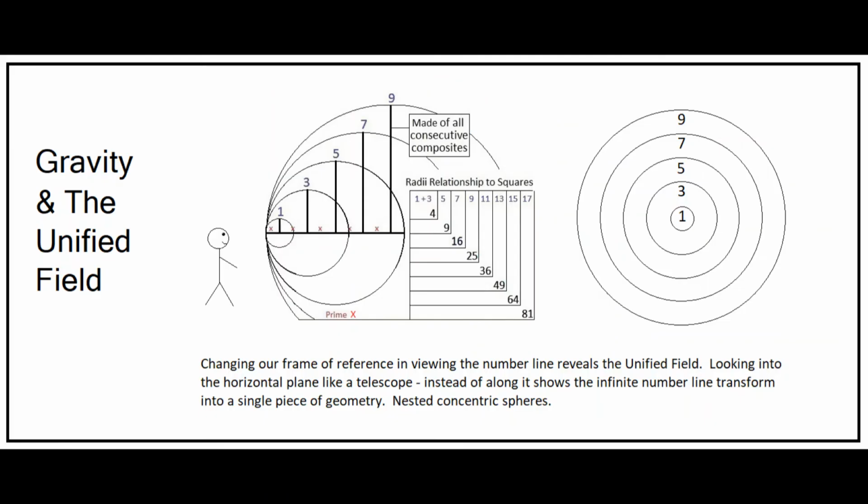In this final image here, we're taking a look at gravity in the unified field. You can see the radii heights from 1 to 9 linearly as they would appear on the number line in the center. In the lower right of that image, the sum of these radii shows a relationship to the squares of numbers. 1 and 3 count radii sum to 4. Combining the 5 count radii brings that sum to 9. Then adding the 7 count radii, you get 16, and so on.